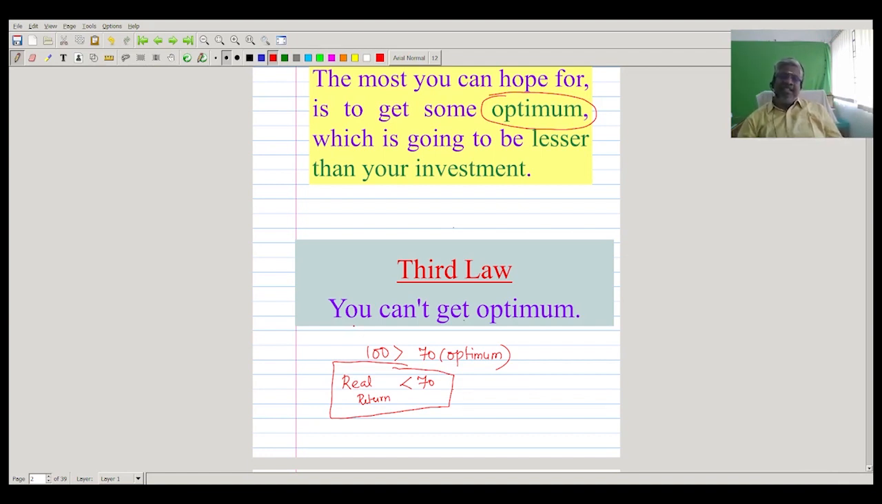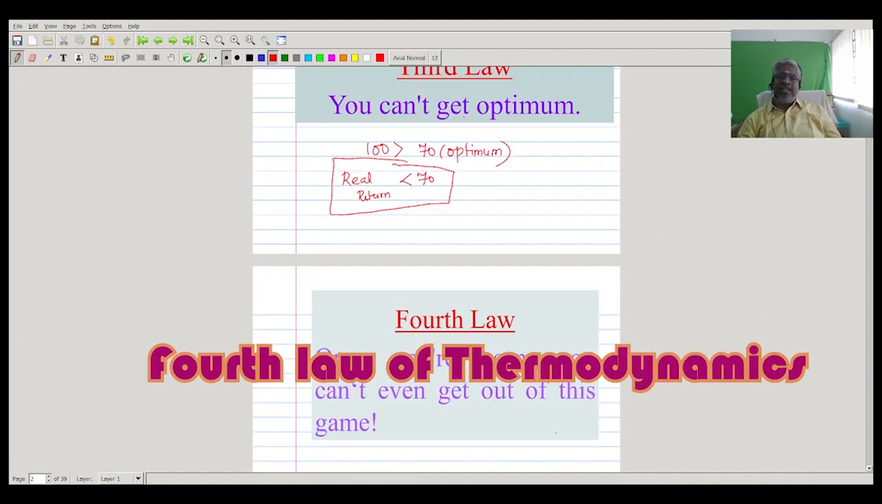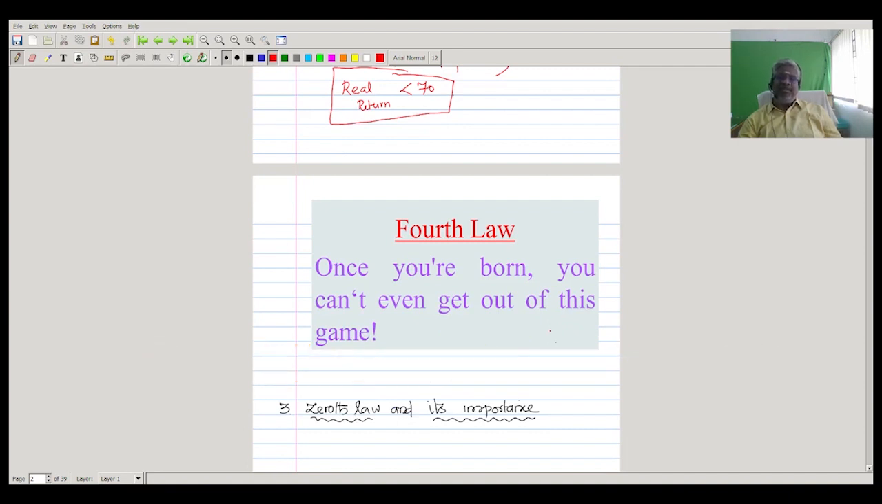So in this case, now I'm going to tell you the fourth law. That's going to be the very important law. Once you are born, you can't even get out of this game. That means you cannot escape from this type of business model. That means you have to do the business. And I will connect all these four laws to the first and second law of thermodynamics in the coming lectures.